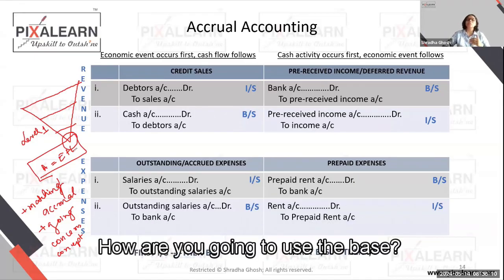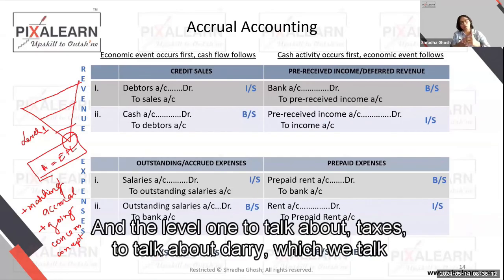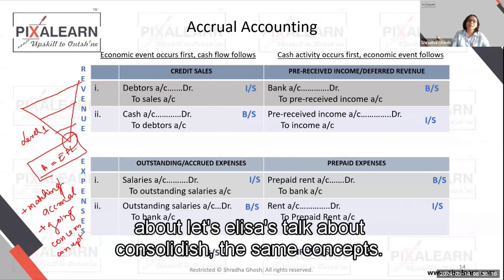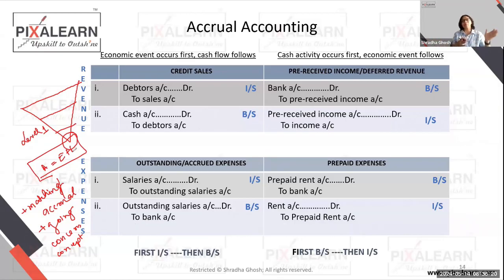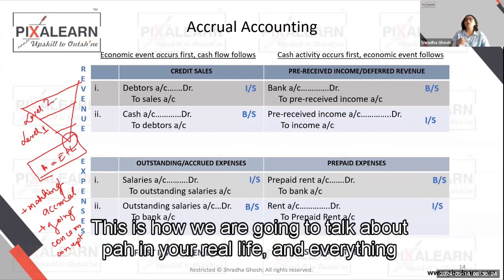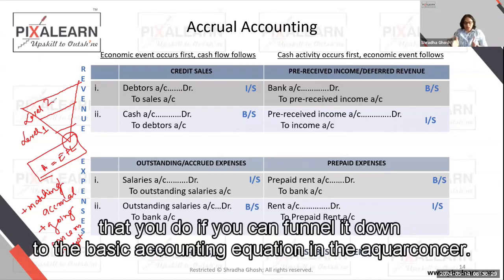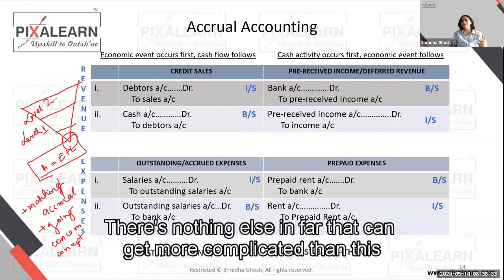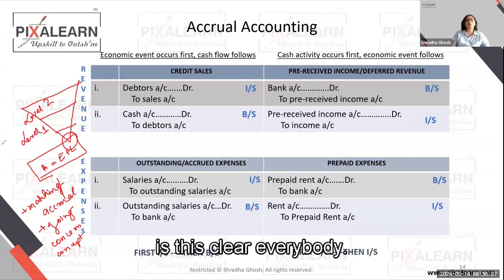How are you going to use the base and level 1 to talk about taxes, derivatives, leases, consolidation? The same concepts, the application would vary in different sets. So this is how we are going to talk about FAR in real life. And if you can funnel everything that you do down to the basic accounting equation and the accrual concept, there's nothing else in FAR that can get more complicated than this. Is this clear, everybody?